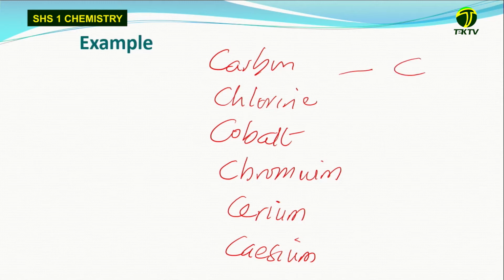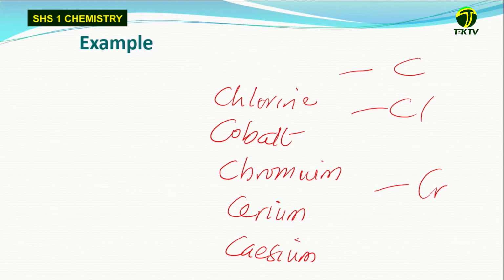When we look at chromium and chlorine, the first two letters are the same. So if you are to represent them by CH, it will be a problem. And so we have Cl for chlorine, Cr for chromium. And the same applies to others. So either we use the first letter or the first letter and one other letter.